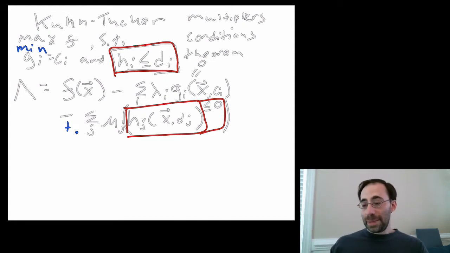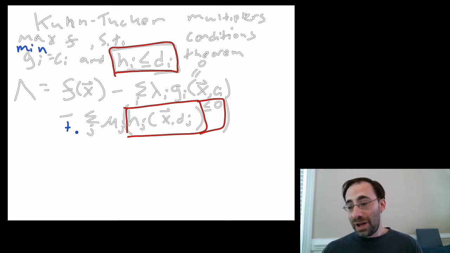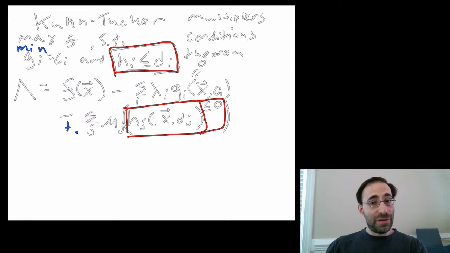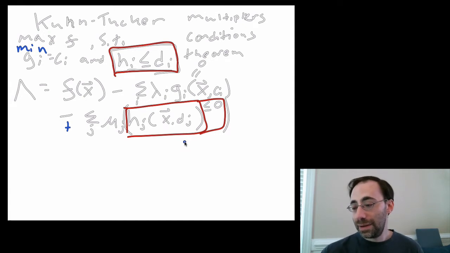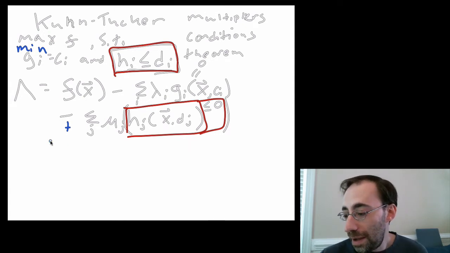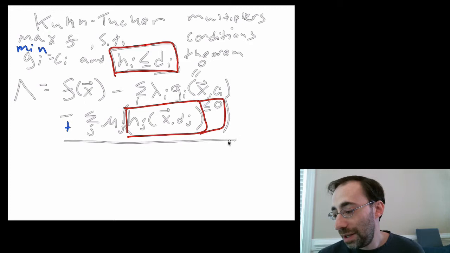So that's the first thing. Now, a couple notes about Kuhn-Tucker multipliers. The lambdas you end up solving for, and that's fine, they stay the same. Everything's the same with the lambdas as before. But what about this last term here?